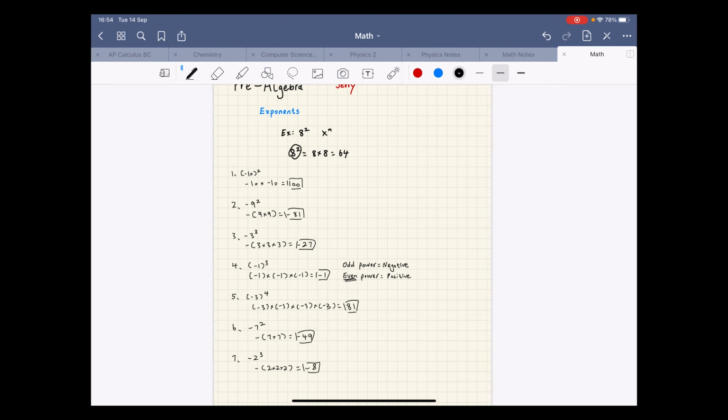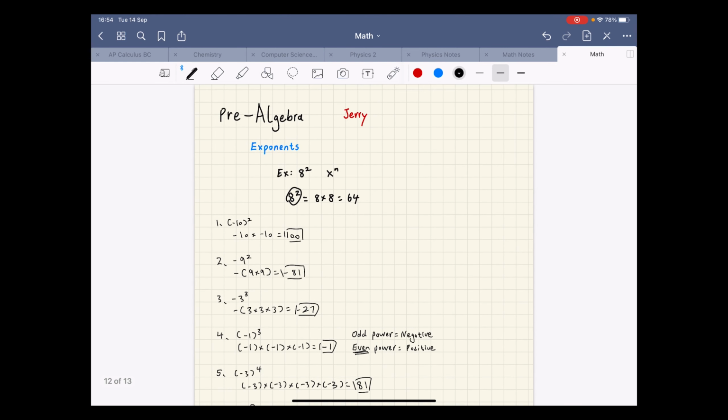And that's all for today. We learned exponents, exponents with integer bases, and exponents with fractional bases.